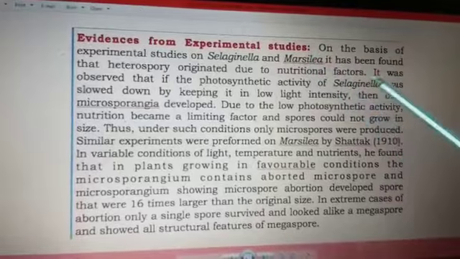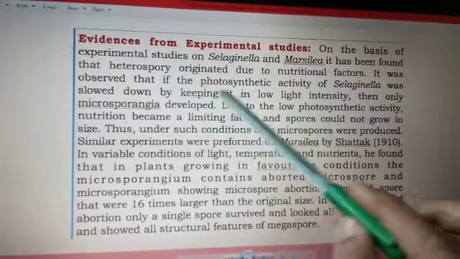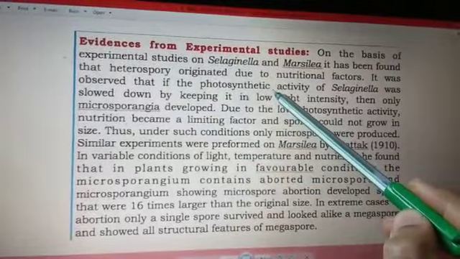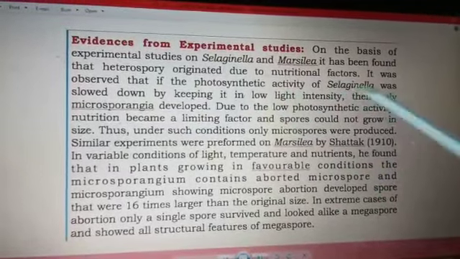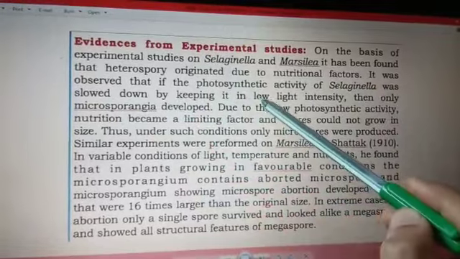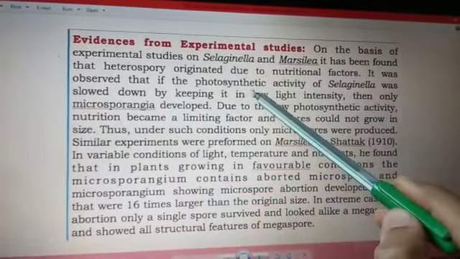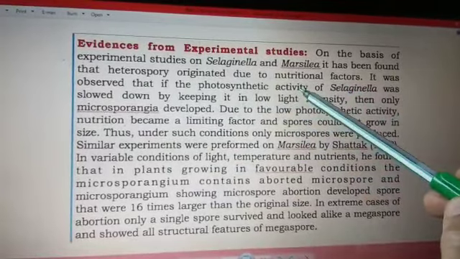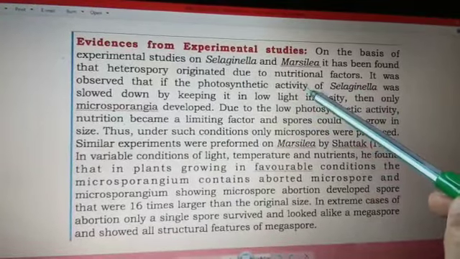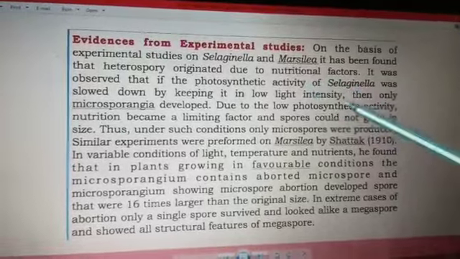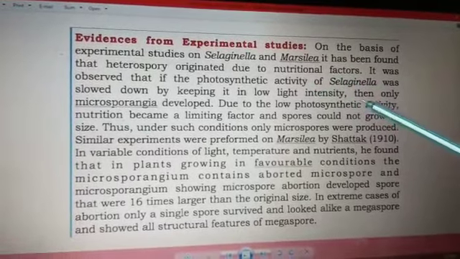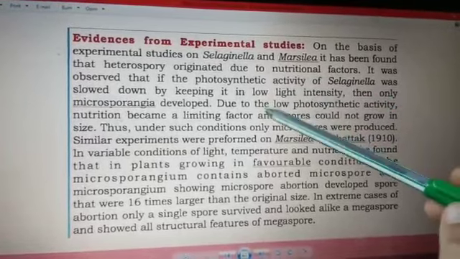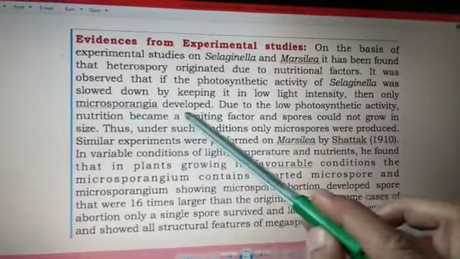What they did was observe that if the photosynthetic activity, photosynthesis in the sense that they produce the food, of Selaginella was slowed down, how? By keeping it in low intensity light. Low light was supplied to Selaginella, so obviously the photosynthetic activity is reduced. Photosynthetic activity is reduced in the sense there will be low food available, a small amount of nutrition was there. Then what did it lead to? It led to the development of the microsporangia.